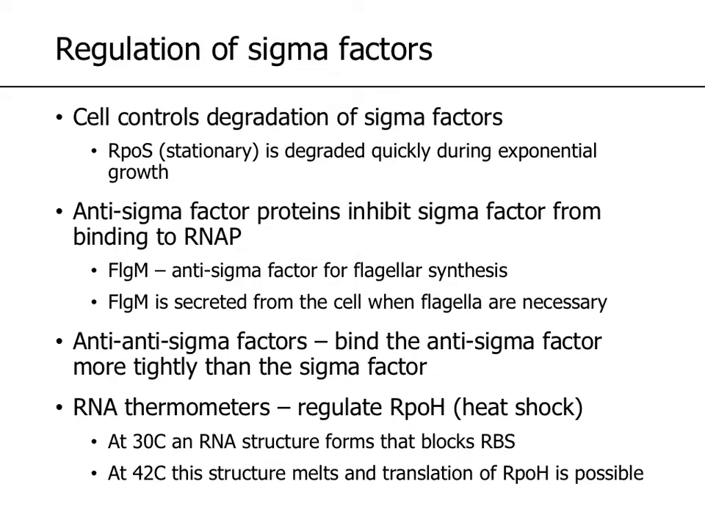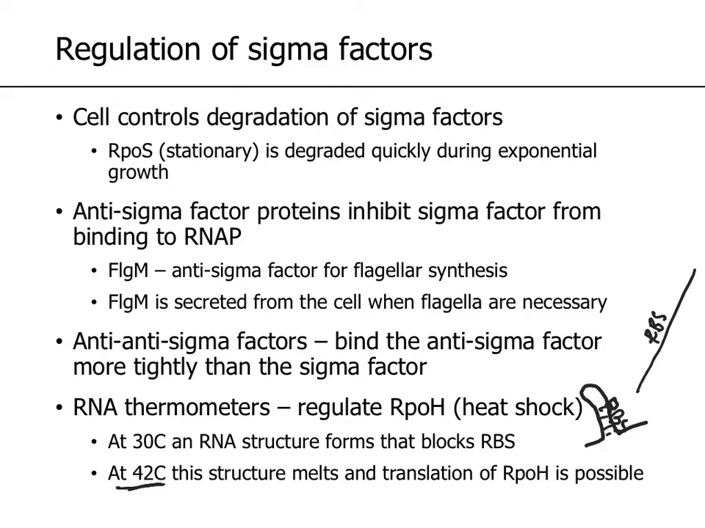Just for example, and this is not necessarily what everything is going to look like, let's say it's going to form a hairpin, right? And let's say that the RBS is here. If that RBS is all bound up here, it's not going to be accessible for the ribosome. But at 42, this hairpin is going to melt because the temperature is higher. And so this will become straight lined like this, and your RBS is accessible. And so now you can get translation of that gene.